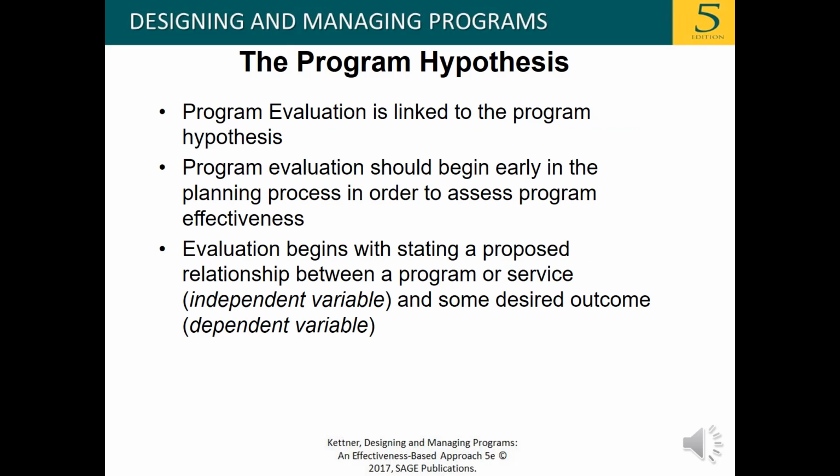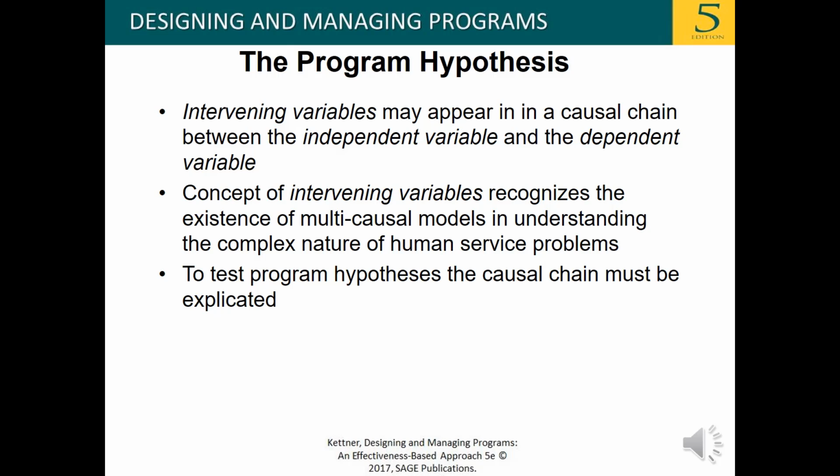Program evaluation is linked to the program hypothesis. Program evaluation should begin early in the planning process in order to assess program effectiveness. Evaluation begins with stating a proposed relationship between a program or service, the independent variable, and some desired outcome, the dependent variable. Intervening variables may appear in a causal chain between the independent variable and the dependent variable. The concept of intervening variables recognizes the existence of multi-causal models in understanding the complex nature of human service problems. To test program hypotheses, the causal chain must be explicated.